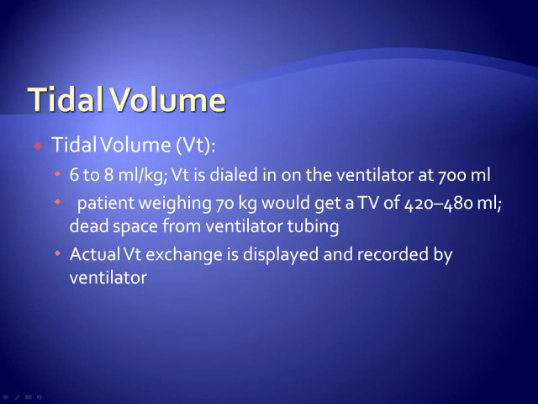And the newer thinking is that we ought to be using a lower tidal volume so we cause less damage to the lung. This is called a lung protective strategy. And in a lung protective strategy, we go down as low as 5 or 6 milliliters per kilogram. So what's shown on your screen here is 6 to 8 milliliters per kilogram. So in other words, if your patient was a 70 kilogram patient, then we would have a tidal volume of 420 to 480 milliliters that's going to be dialed into the ventilator.